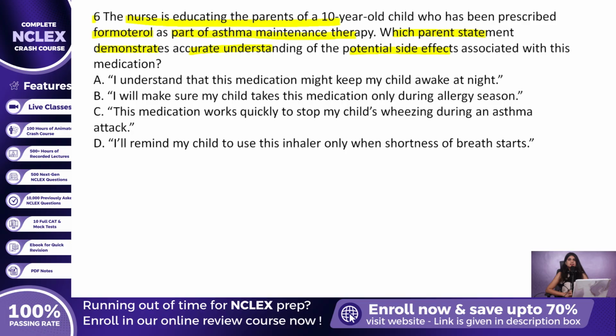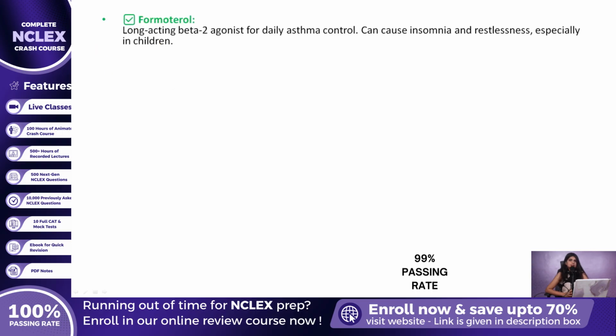The correct answer here is option A. I understand that this medication might keep my child awake at night. Formoterol is a long-acting beta-2 adrenergic agonist, or LABA, used for daily maintenance of asthma symptoms. It stimulates the sympathetic nervous system, which can cause common side effects such as insomnia, jitteriness, and restlessness, especially in children. Acknowledging this potential for sleep disruption indicates that the parent understands the typical response to the medication and is prepared to monitor for it at home.